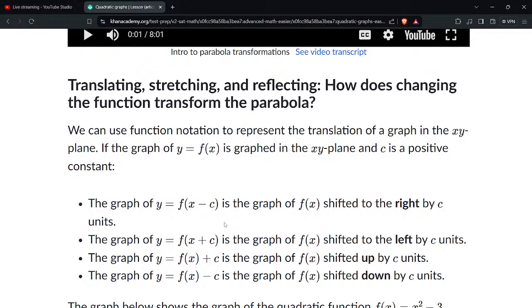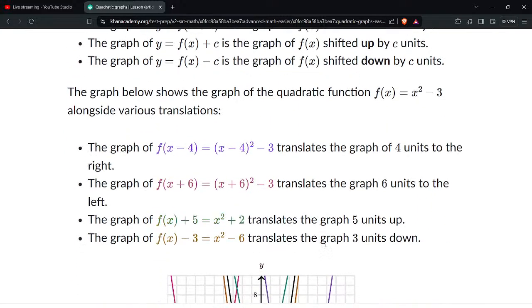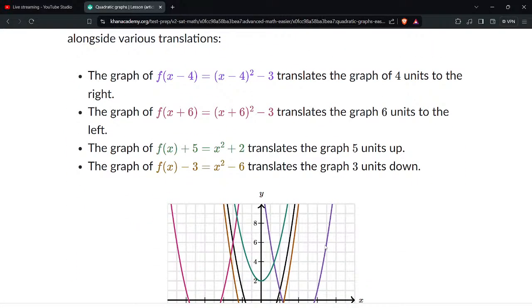Wait, why do I have a tough time remembering this? Oh, okay. So if we do f(x plus 3), then it'll shift to the left by 3 units, right? By 3 units, yeah. The outside is up and down.